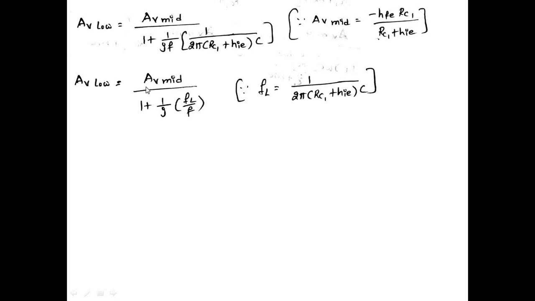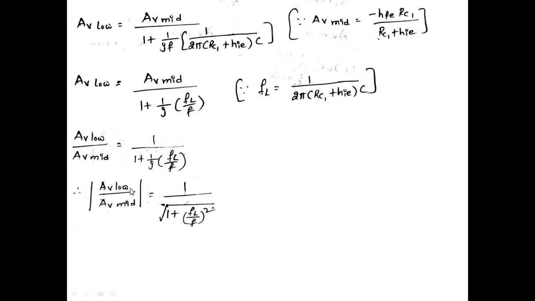So, AV low is equal to AV mid divided by 1 plus 1 by j into FL by F. You calculate the ratio of AV low by AV mid, which is equal to 1 divided by 1 plus 1 by j into FL by F. You try to calculate the magnitude, mod AV low by AV mid, which is equal to 1 by square root of 1 plus (FL by F) whole square. Just consider that the applied frequency is exactly equal to the lower cutoff frequency, meaning F is equal to FL. You substitute that condition.